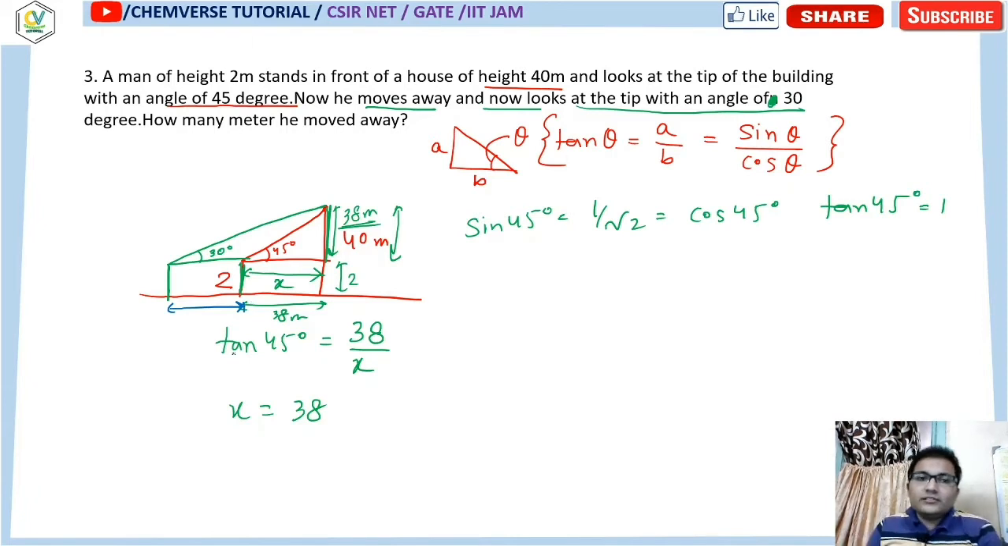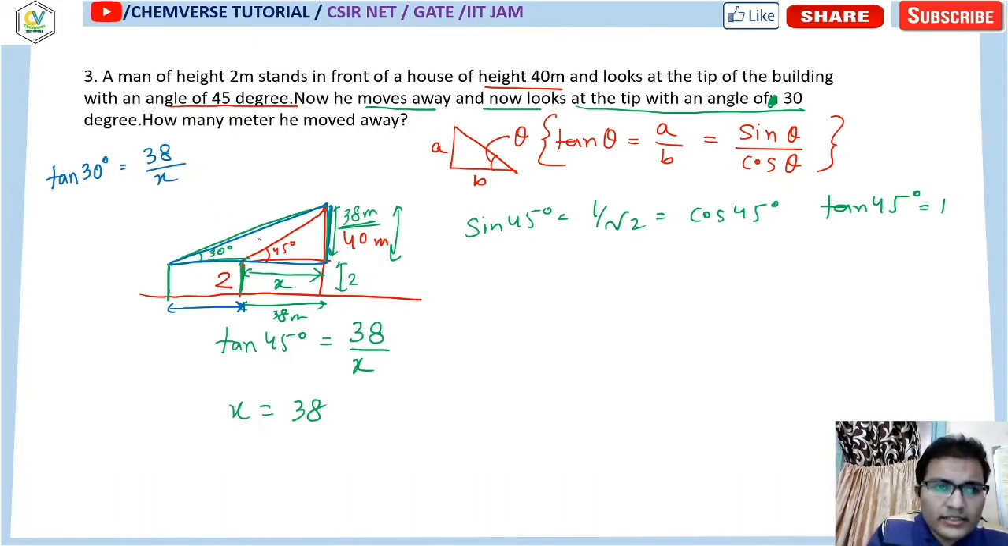Now let us consider the new triangle. The similar formula I am going to apply over here. This is your new triangle. The new triangle also has a height of 38 meter, but the angle is different. It is now 30 degrees. So from this new triangle I can say tan 30 degree is equal to height 38 meter divided by x. X I have already taken, so I think it's better to take y. Y is the total length. Now remember this is the total length, I am just considering this length over here.